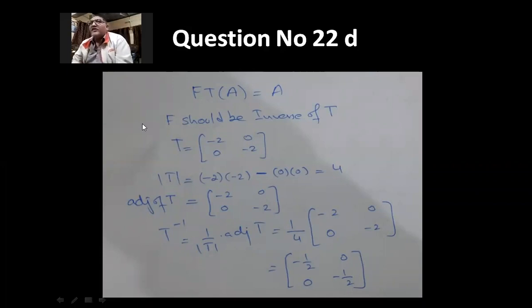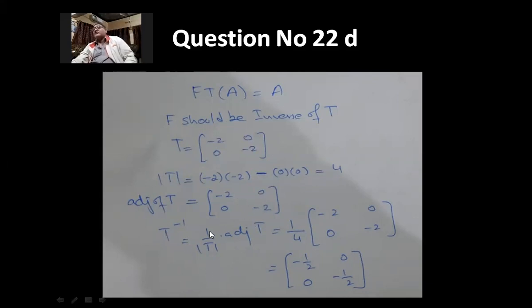FTA means on the figure A, if you perform T, and whatever image you get, you perform F, so the final image will be A. So it means F is the inverse of T. So F should be the inverse of T. The T I know is -2, 0, 0, -2. So what is this determinant? You multiply these two, you get +4, minus these two multiplied, 4 minus 0, that will be 4. And the adjoint of T, you change their places, you change their signs. So you get -2, 0, 0, -2.